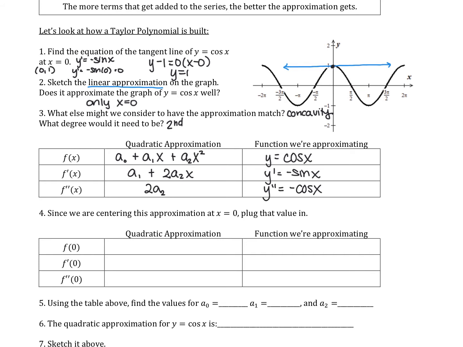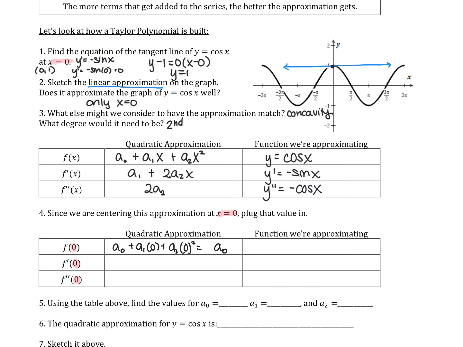Now, you'll notice that we started this problem out saying that we wanted it centered at x equals 0. So knowing that the approximation is centered at x equals 0, I'm going to substitute in 0 to each of those expressions that I just wrote from up above. So in the quadratic approximation, it would be a sub 0 plus a sub 1 times 0 plus a sub 2 times 0 squared, and I don't really need to write all that, it's just a sub 0.